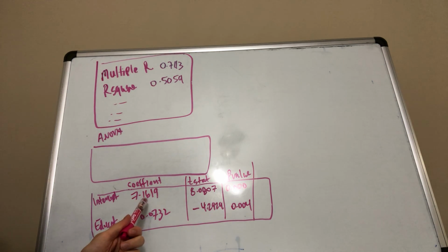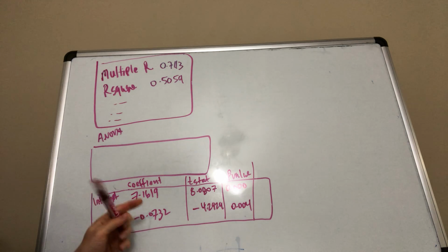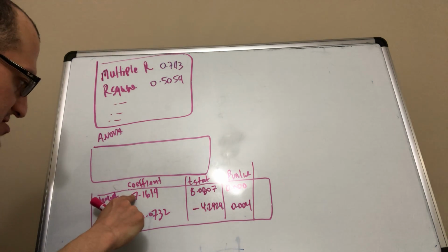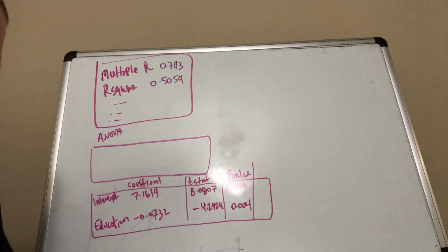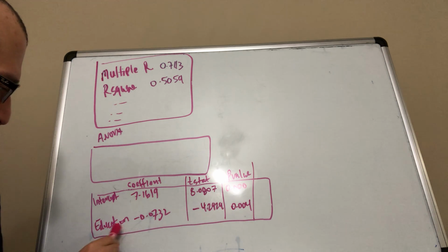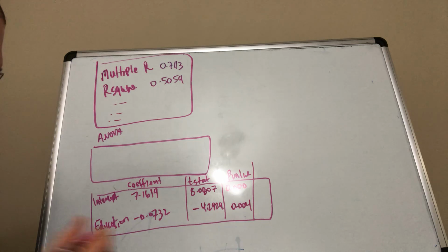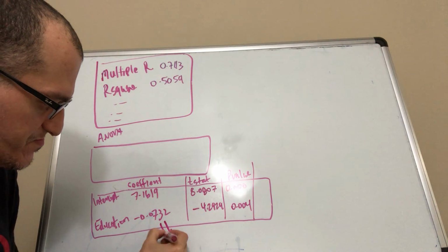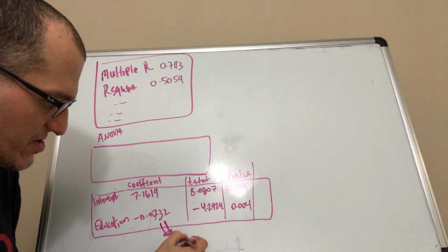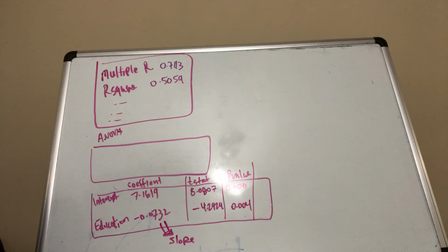Table 3 gives you two pieces of information, the intercept, which is 7.1619, and the coefficient next to the education, and this would be the slope. You also see in that same table t-stat and the p-value. We'll talk about this later.